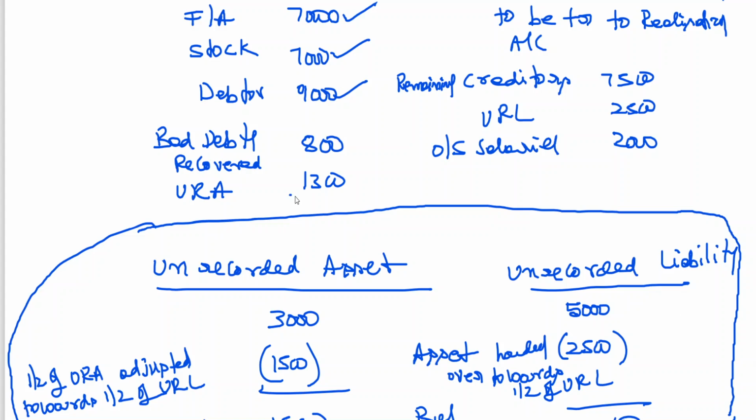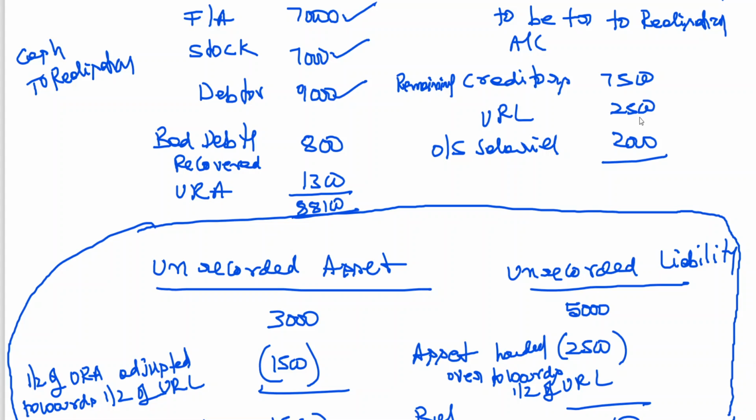Now if you add this, you'll be writing cash to realization. If you take the total, 70,000 plus 7,000 plus 9,000 plus 800 plus 1,300 is coming to 88,100. Here 7,500 plus 10,000, 12,000. 12,000 is cash to realization 88,100.